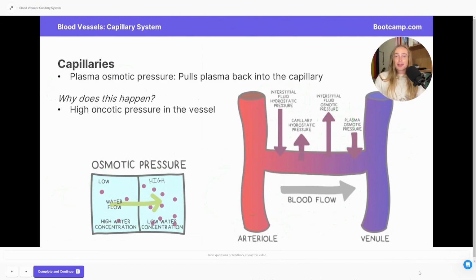You may have noticed that there's an opposing force to the plasma osmotic pressure as well, and it's known as our interstitial fluid osmotic pressure. Now this is generally the weaker of the two forces, and it has the main goal of making sure not too much of the fluid goes back into the capillary.